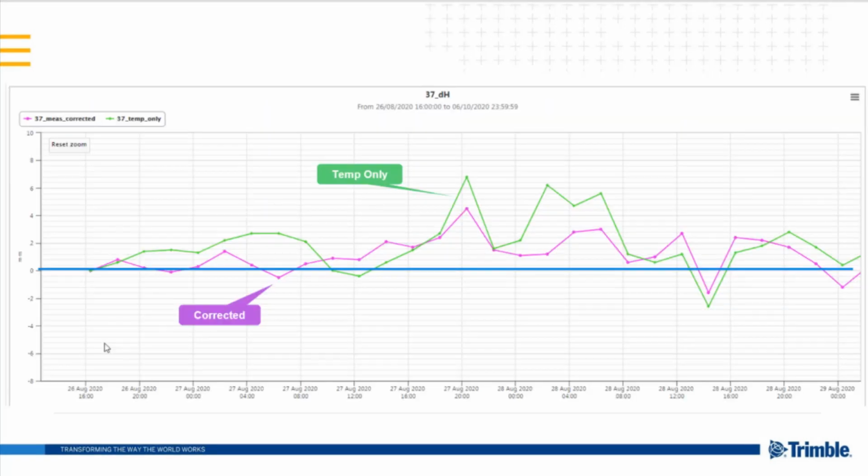Now it's time to finally look at some examples. In this chart you can see the height component of the target 37. The green line is the height component with only temperature corrections, and the purple one has the vertical refraction corrections enabled. The corrected line is smoother than the green uncorrected line.